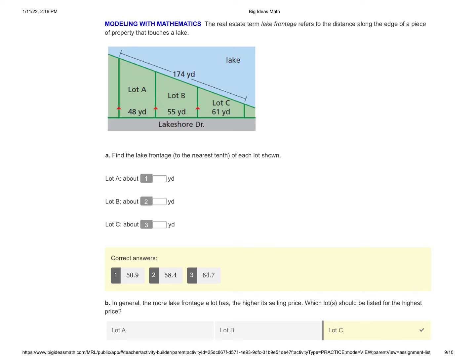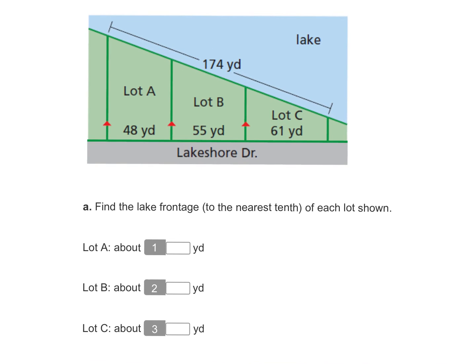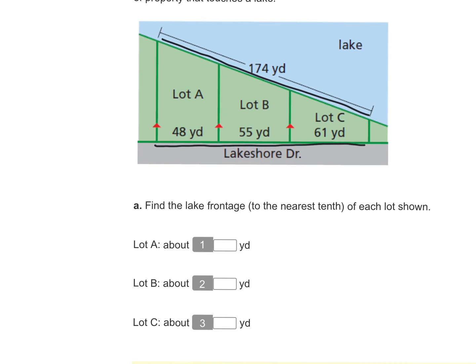Go ahead and get a side ratio. So I already have the lakefront. It's 174 yards. I need to do the length of the lots on Lakeshore Drive. So I'm going to add 48 plus 55 plus 61. This is going to give me a total of 164.